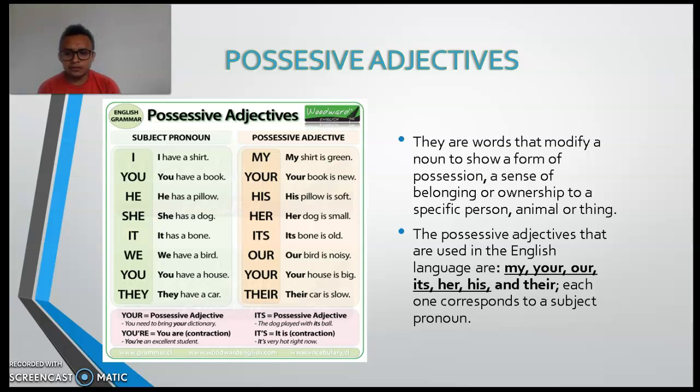So we have here another you again. We are going to use your as we mentioned before, but this time this you is in a plural way, so this is not for second person. And to finish, we have they, and the possessive adjective is their. Their car is slow.